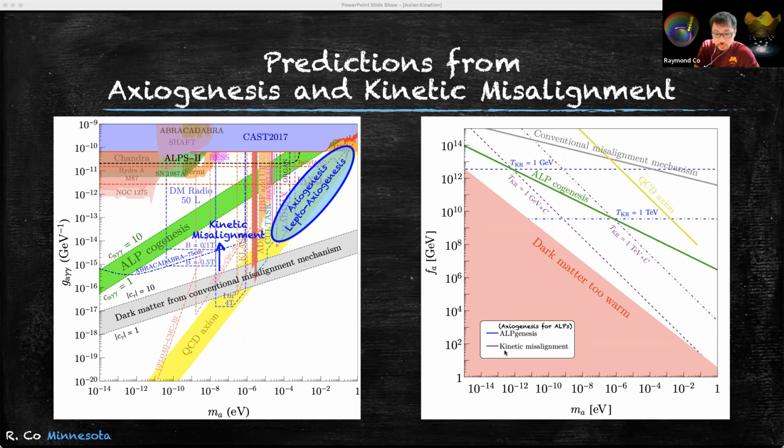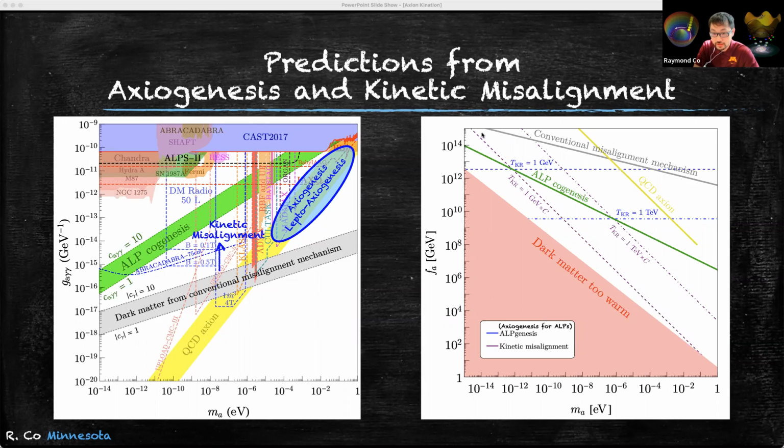And instead, if I require dark matter abundance coming from this kinetic misalignment mechanism, then the purple lines show the prediction of T_KR of order GeV or of order TeV. And then the conventional QCD axion relation between f_a and m_a is right here. That's just a conventional one.